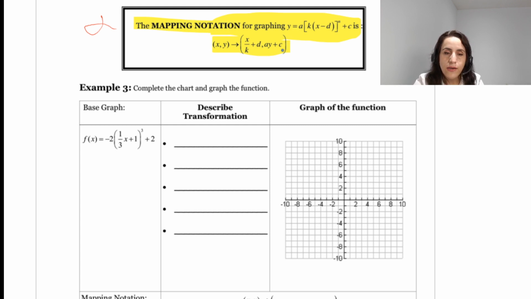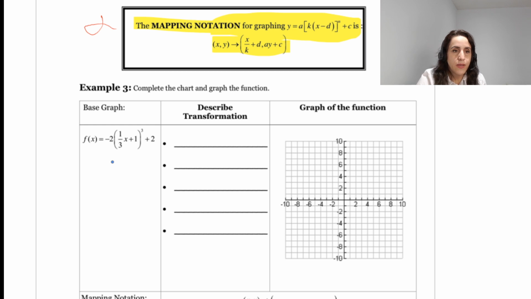The mapping notation for this graph is every x and y from the parent function is moving to x over k plus d, where k is the coefficient for x, and ay plus c. Just make sure that you are factoring the inside of your bracket for x. X has to be alone without any coefficient in a bracket with d. If there is any coefficient for x, you have to factor it first.